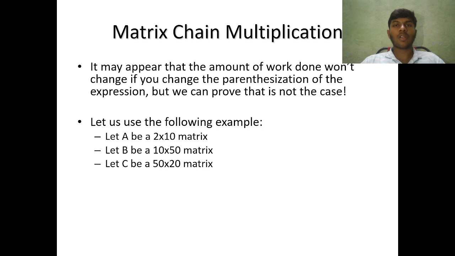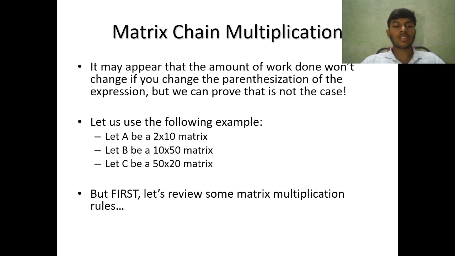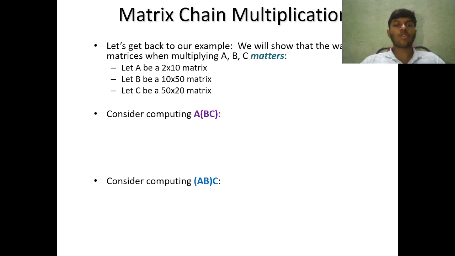Let us use the following example. Let A be a 2 by 10 matrix, B be a 10 by 50 matrix, and C be a 50 by 20 matrix. But first, let's review some matrix multiplication rules. Let's see the rules of matrix multiplication. Let's go back to our example.